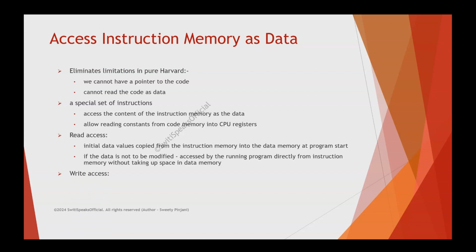How does write access happen? Write access means you are able to write to the instruction memory. It's not just read only memory. Since you are accessing instruction as data, you can reprogram it. This is helpful for some purposes like software updates. If you want to update your software, you want to reprogram it. This capability is available in access instruction memory as data.